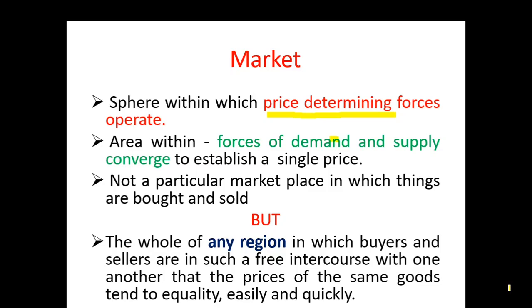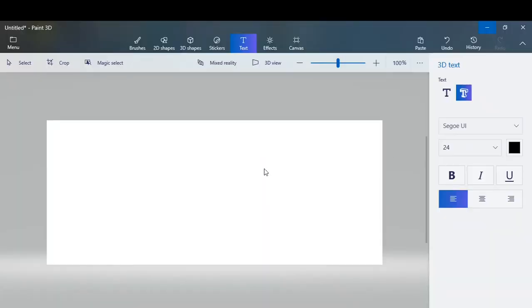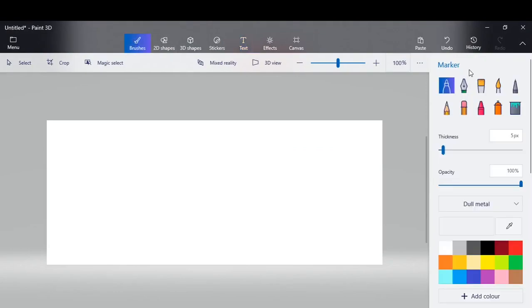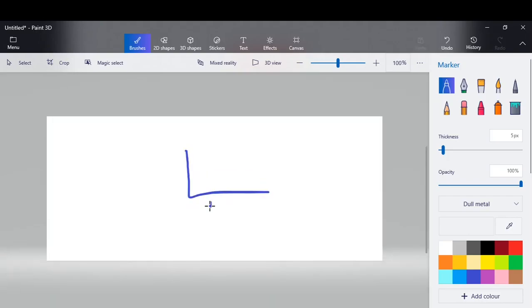And you have already dealt with the supply and demand curve. Suppose in a market, if this is the price P and this is the quantity Q, as the price increases, what happens to supply? Supply increases, and in the case of demand, demand decreases, and there will be an equilibrium point.